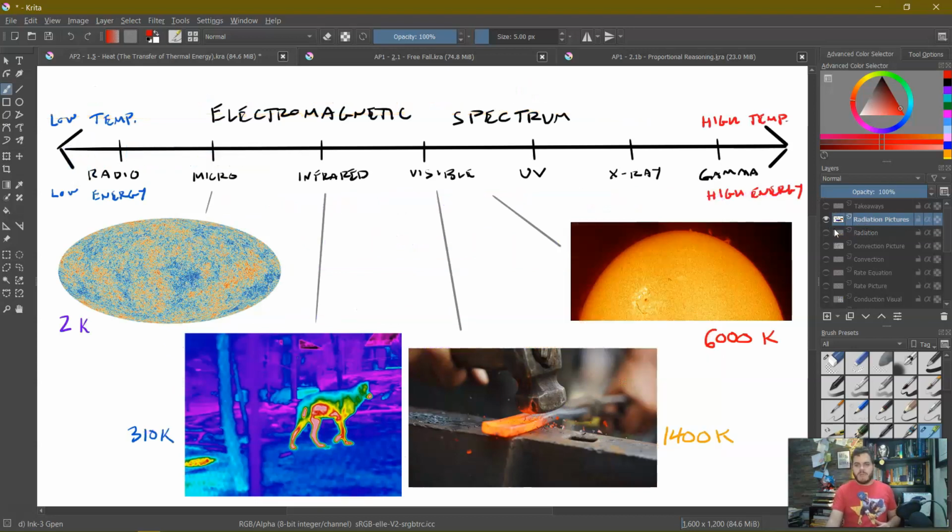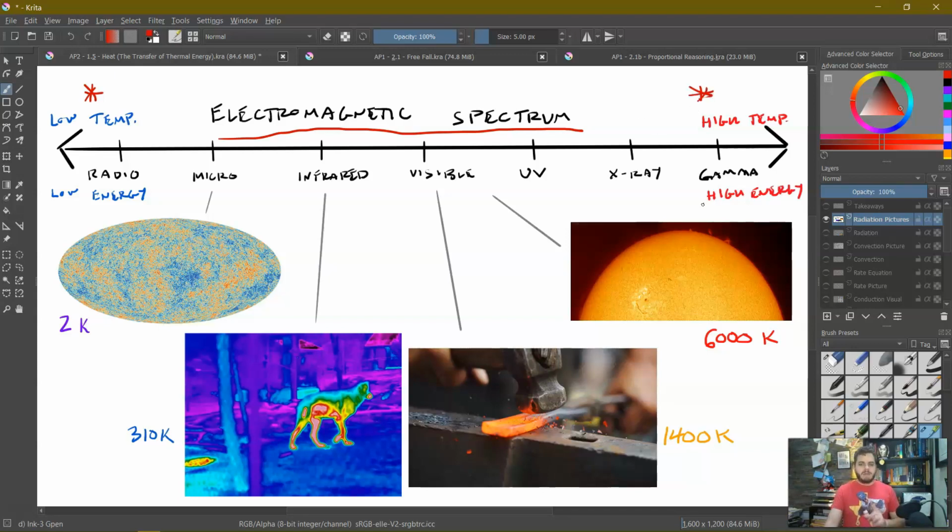Now, we're going to learn way more about what is known as the electromagnetic spectrum next semester, which is essentially the spectrum of light waves. It goes from radio to microwaves, infrared waves, visible light waves, ultraviolet waves, X-rays, and gamma rays. And if we look, this side of the spectrum is lower temperature and lower energy, and this side of the spectrum is higher temperature and higher energy.